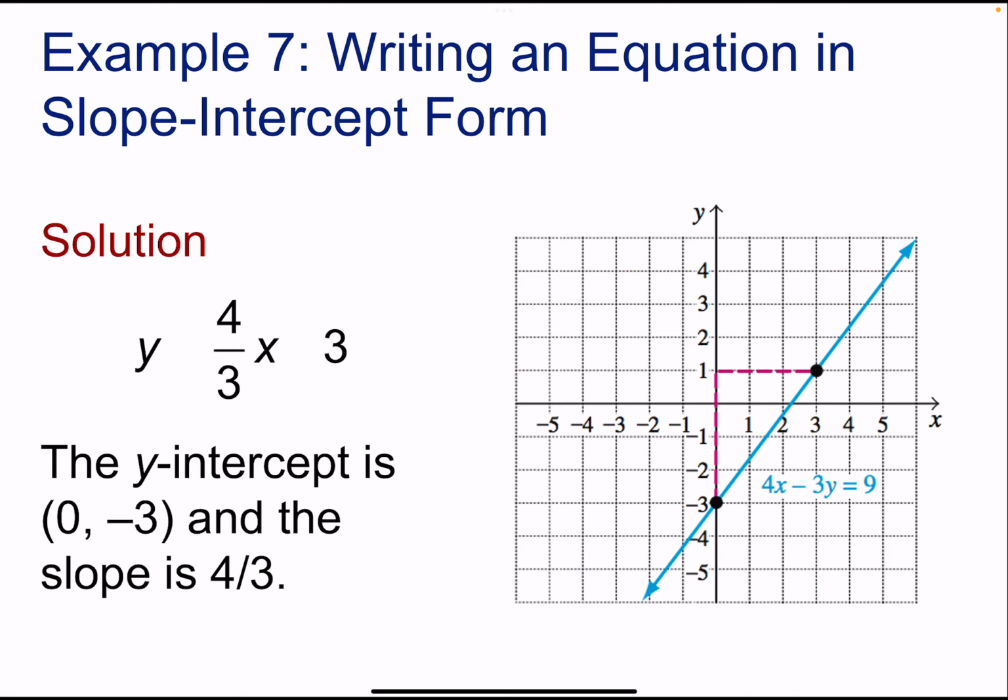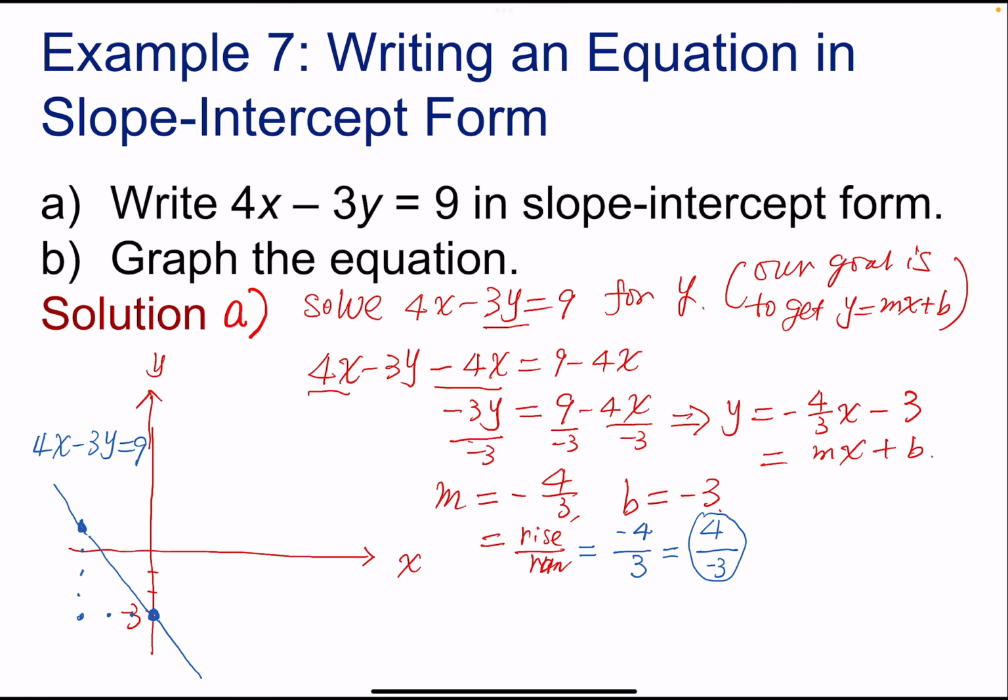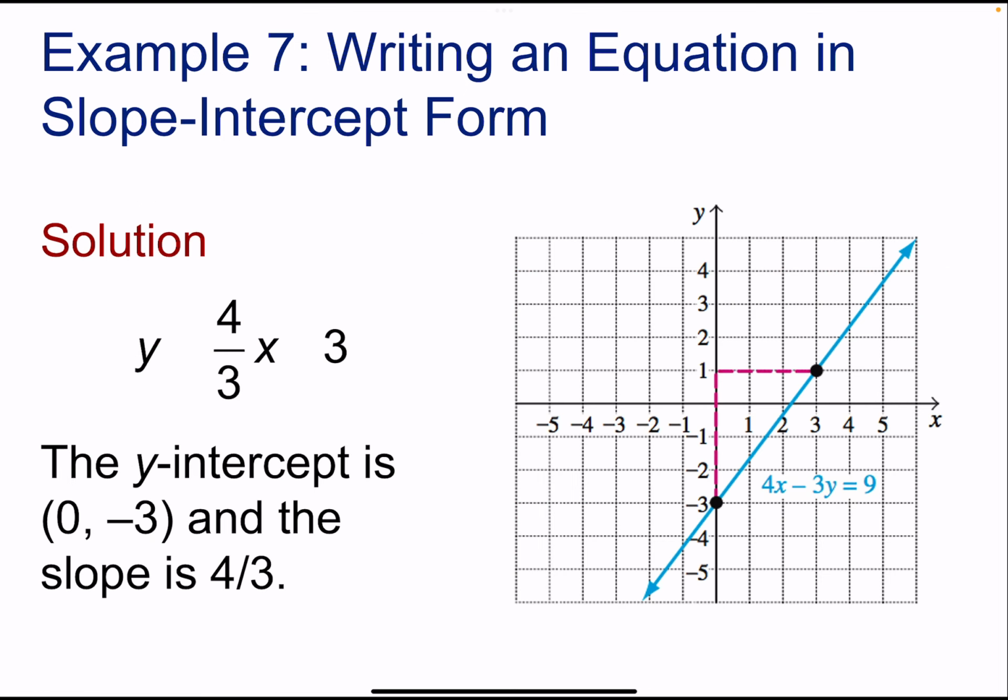Here is the solution given by the book: y equals negative 4 thirds x minus 3.